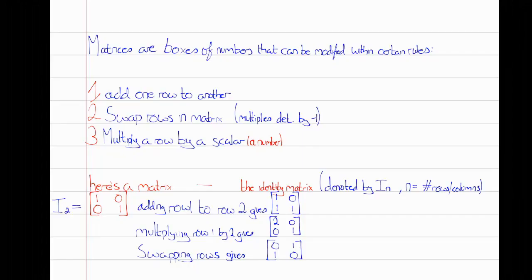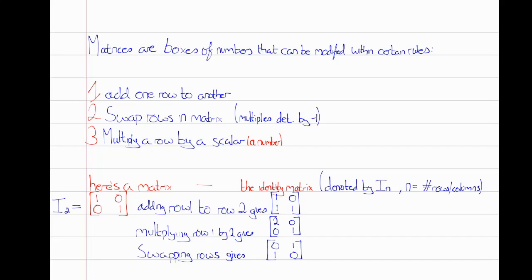So the next thing to discuss here is the different operations we can perform on matrices. Here we're going to discuss how we can modify a matrix without changing its true properties. We can add one row to another without changing things. This is what we would have done when performing simplifications of systems of linear equations. We can swap rows in a matrix, but do remember that this always multiplies the determinant by -1.